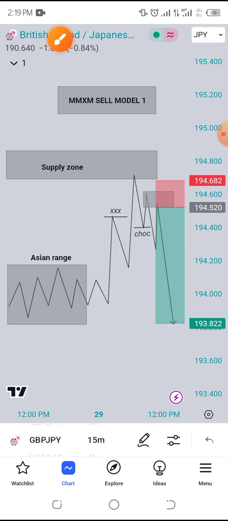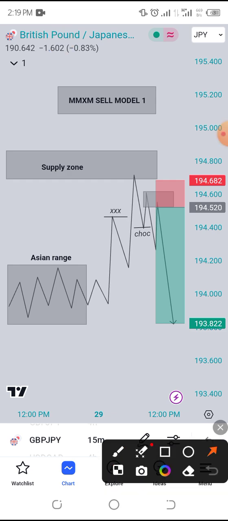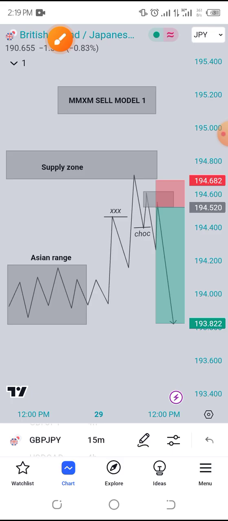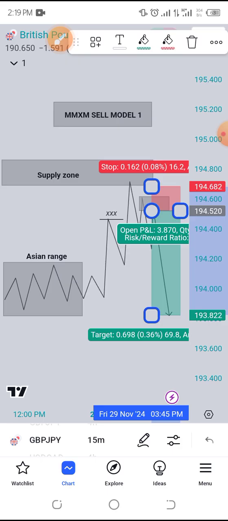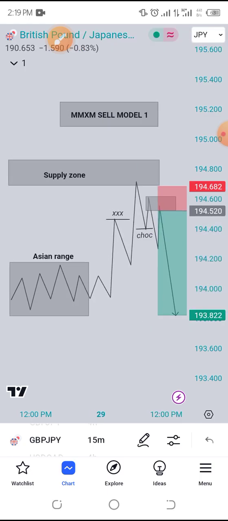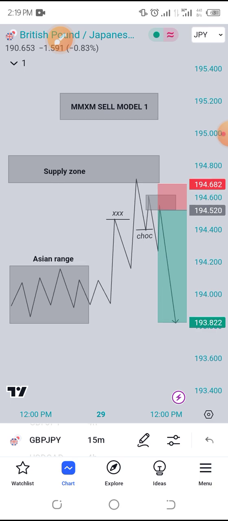So immediately I saw the change of character right here and return to order block, which you see right here, you enter your trade for a sell and you place your SL a little bit above the refined order block. Okay, so that is it. And can you see the amazing risk to reward that you will most likely get? This particular one was giving us a risk reward of 1:3.8, which is almost 1:4 RR. So this is a very good way to trade the market maker sell model 1.